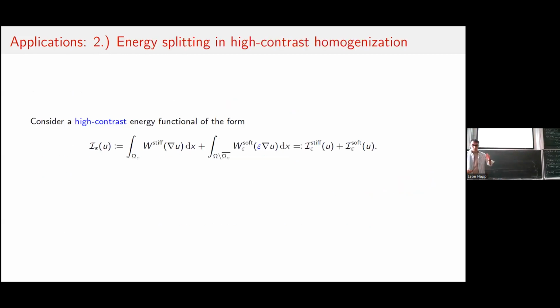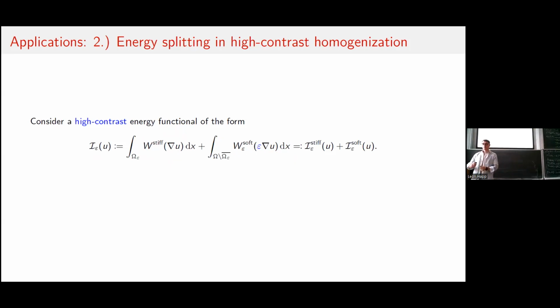Okay, then the second application, very shortly, in high contrast energy functionals. So instead of looking at holes, we fill them up with a second material. So you get a composite overall, and you add an energy functional on the soft part here with some additional ε scaling. So this is why it's called high contrast, because, for example, if you look at elasticity, right? Assume you have some stiff material in the matrix and some soft material in the inclusions, which can be deformed more easily than your stiff matrix.